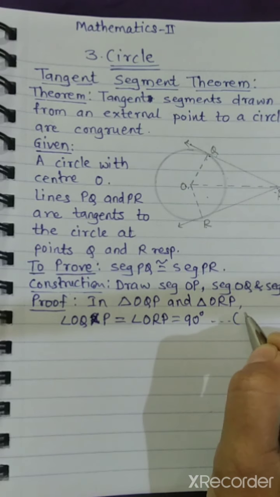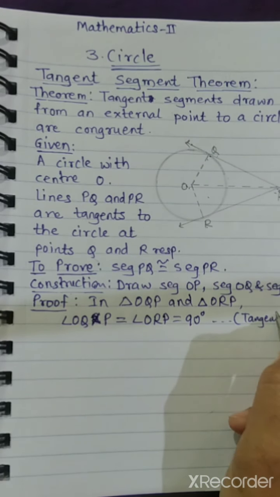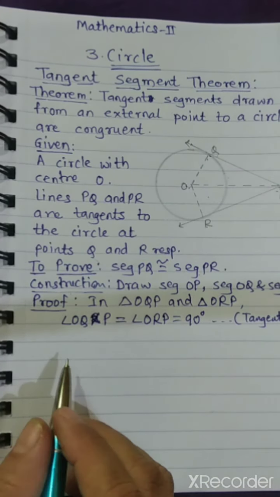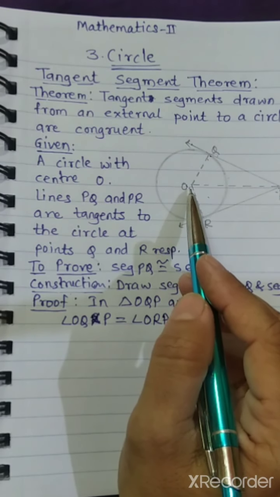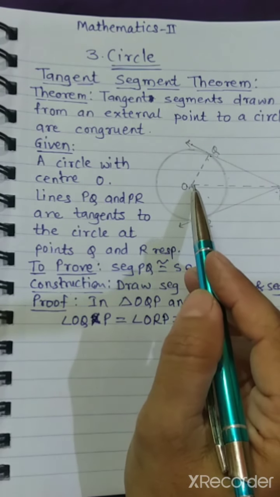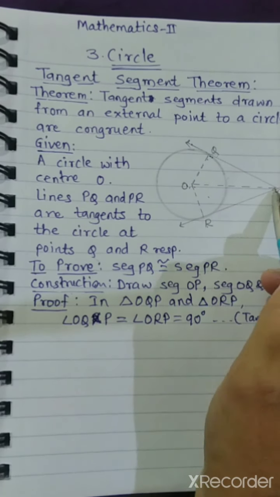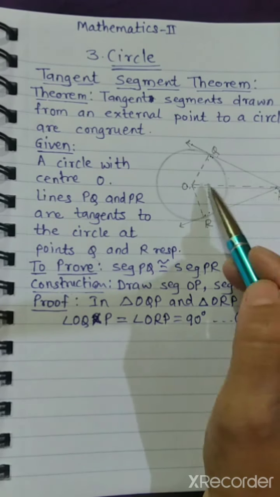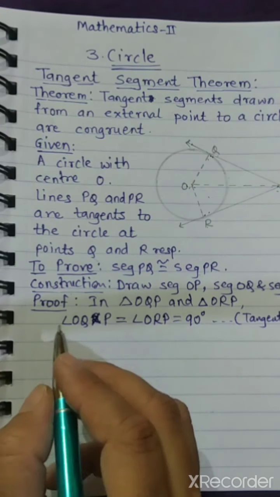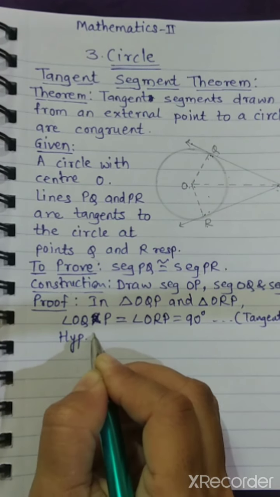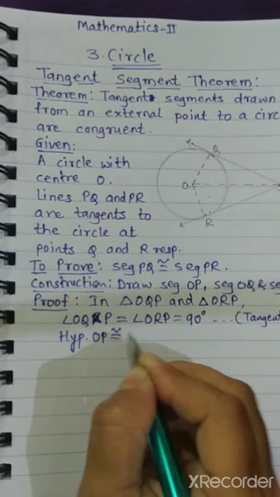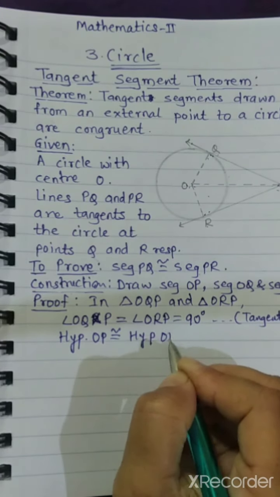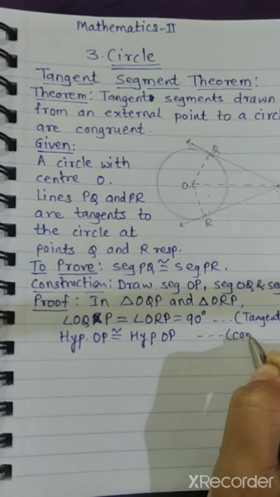And what is the reason for this? By the tangent theorem, these two angles are of 90 degrees. Now here we can say that the side opposite to the 90 degree angle is the hypotenuse, and here also the side opposite to the 90 degree angle, that is the right angle, is the hypotenuse. So hypotenuse OP is congruent to hypotenuse OP, that is a common side.